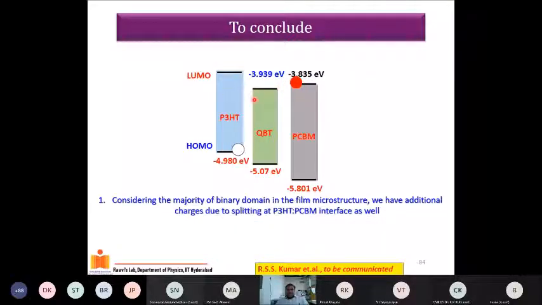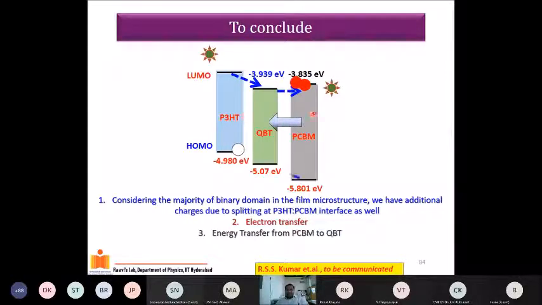So it would nicely come and go there. Then the third one is the energy transfer of PCBM into QBT, which means that the QBT is photo excited, having its own exciton. Now, because of this cascading HOMO-LUMO levels, there is a photo-induced hole transfer from QBT to P3HT. So this is still not published. That particular pump probe measurements are not published.